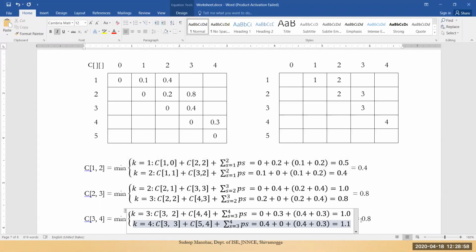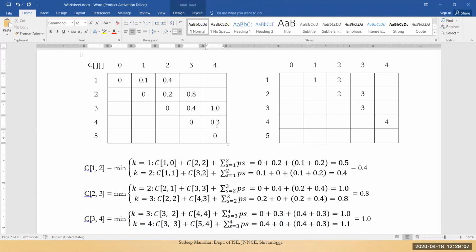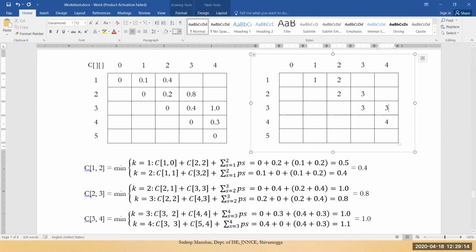Okay, now which is minimum? 1.0 is minimum, therefore we should consider that minimum value. And what is the value? I should write it here, 1.0. What is the value of k that you have considered? 1.0 you have got when k was 3, isn't it? So therefore enter 3 here. Let us move forward.